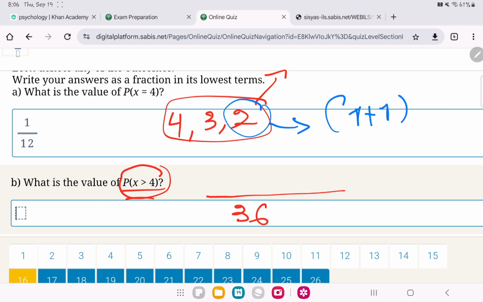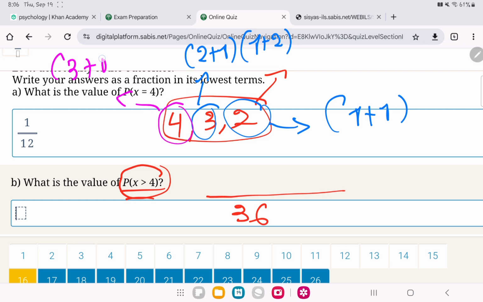So there's only one possibility for getting the 2. For getting the 3, how many possibilities are there? We have 2 plus 1, and we have 1 plus 2. So that is 2 possibilities. For getting the 4, how many possibilities are there? We have 3 plus 1, we have 1 plus 3, and we have 2 plus 2. So for getting 4, we have 3 possibilities.